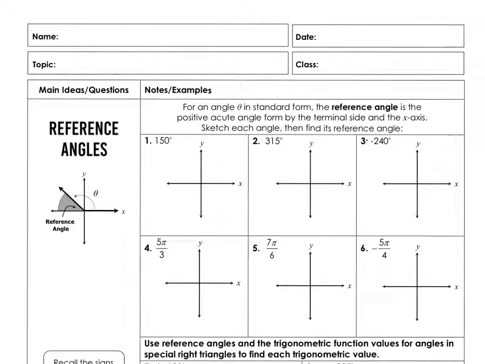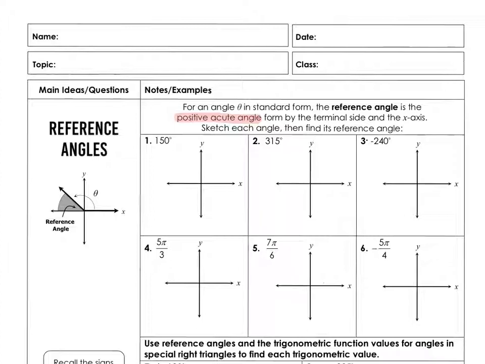In this video, we're going to talk about reference angles. A reference angle is the angle between the terminal side and the x-axis. However, it has to be positive and acute when the original angle is put in standard position. So let's see, what do we mean by that?